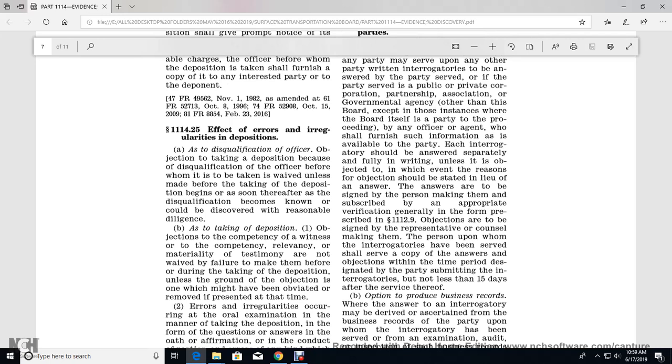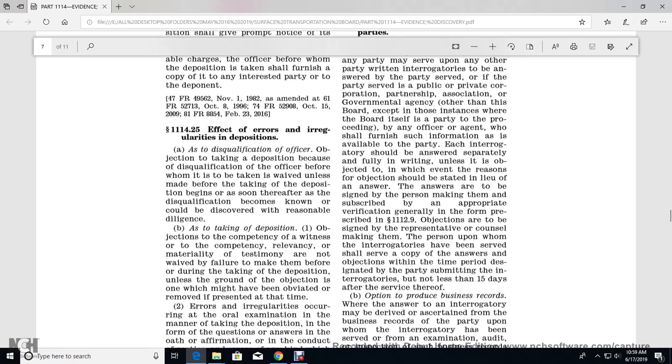11-14-25. Effect of errors and irregularities in the deposition. If the disqualification of the officer for the taking of the deposition becomes known, objection is waived unless made before the taking of the deposition begins, or as soon thereafter as the disqualification becomes known or could be discovered with reasonable diligence.